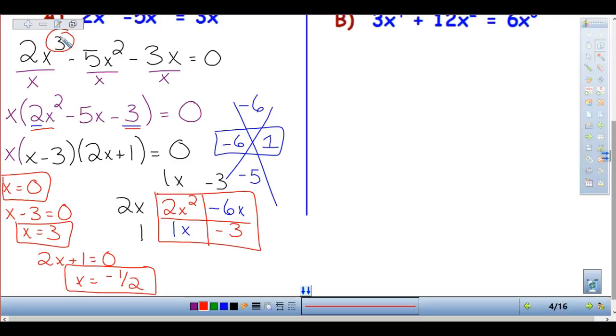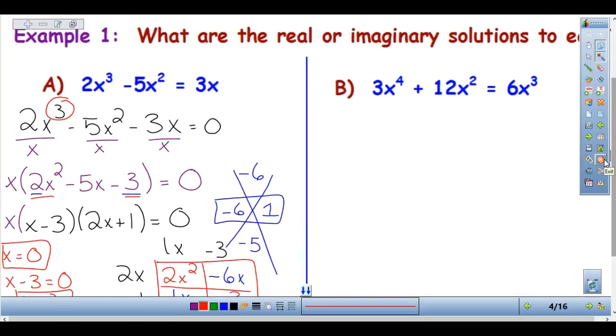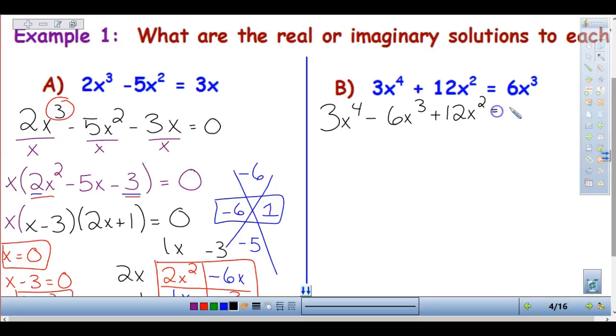Now let's try the next one where we get 3x to the 4. Again, it needs to be set equal to 0, so we will do that first. So we'll have 3x to the 4 minus 6x cubed plus 12x squared. This time, you should notice that we can actually take a 3 out, and we can take an x squared out. So we have both of those that we can pull out front.